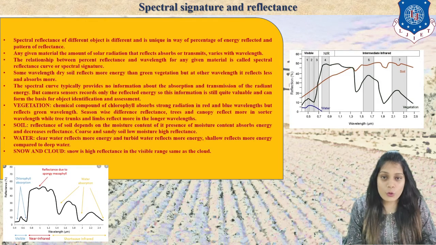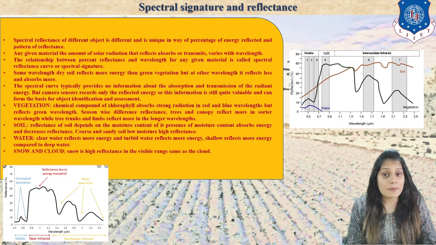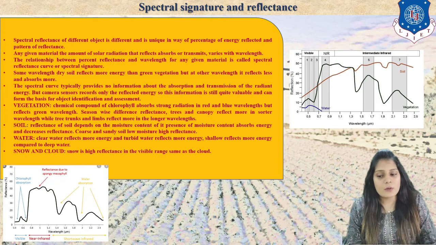I guess you are clear with the spectral reflectance of vegetation and actually what I mean when we say spectral reflectance: how much energy is reflected in which spectrum, in which wavelength, right student? Now we are going to discuss similarly for the soil, right? What are the soil characteristics?